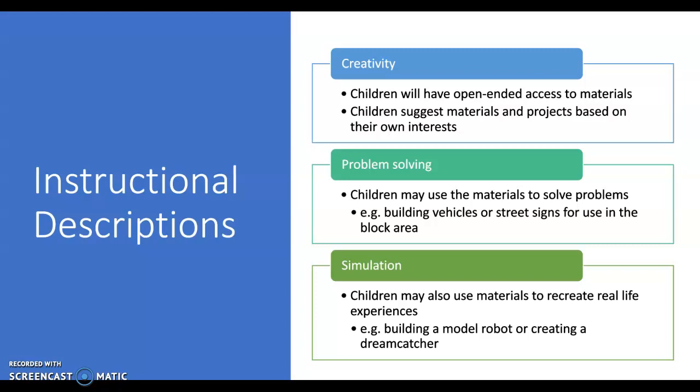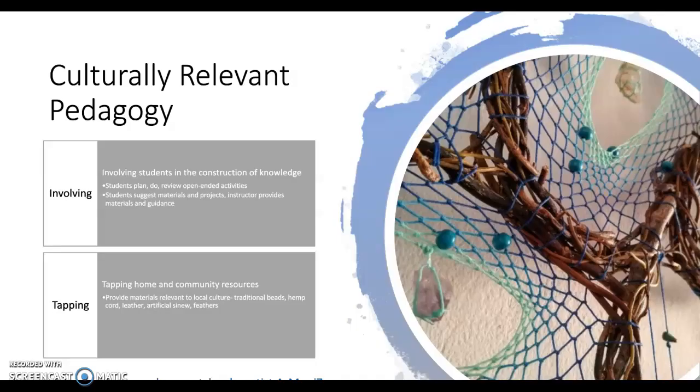For example, if they're playing in the block area and they really would like to create a stop sign or a new vehicle to drive, they might go over to this making and tinkering area and use some bottle caps to create some wheels and build a vehicle or create a stop sign. It can also be a good area for simulation where they can use these materials to recreate real life experiences. For example, if they are really interested in robots, they might build a model robot, or if they were learning about the Native American art, they might make a dream catcher or some jewelry.